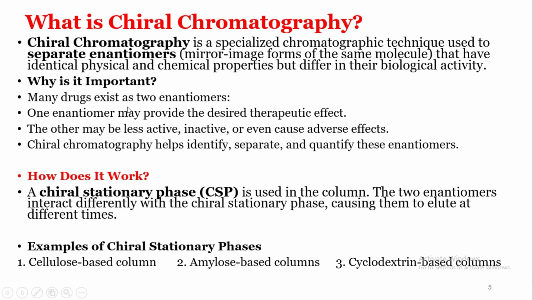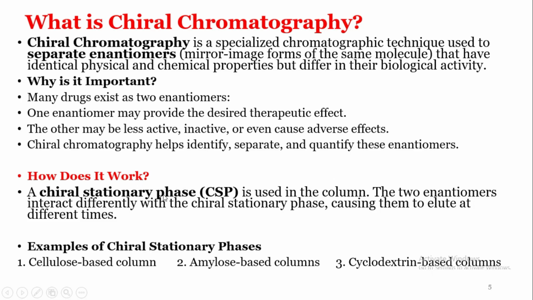Many drugs exist in two enantiomers. One enantiomer may provide the desired therapeutic effect and the other will not, right? The other will be less active, inactive, or even cause adverse effects. So we need to identify and separate those, and that will be helpful for our analysis, to consider which to use for further drug manufacturing and which not to. Chiral chromatography helps identify, separate, and quantify these enantiomers.